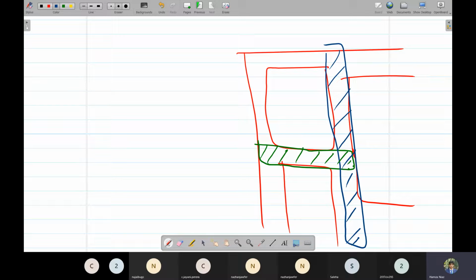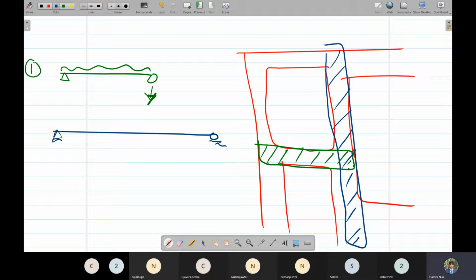So there are two ways to do this. For the green beam, we can design it as a simply supported beam, and its reaction would act as a point load on this blue beam. So the blue beam would be like this. At almost the center of the blue beam, the reaction from the green beam would act as a point load on the blue beam. So this is our first way of designing these two beams.